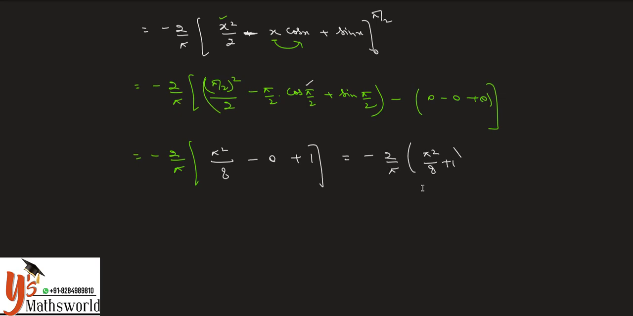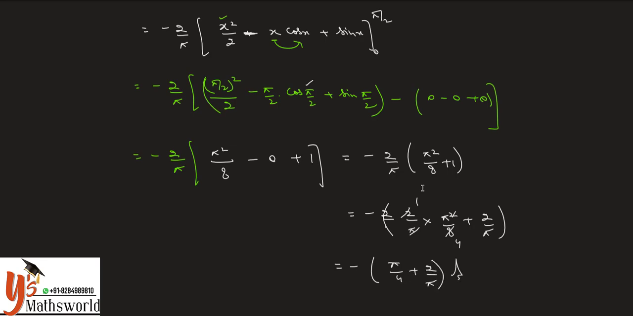So the value comes out to be minus 2 upon pi into pi square by 8 plus 1. If you want to open the bracket, I'll expand it: minus 2 upon pi into pi square by 8 plus 2 upon pi. So 2 ones are 2, 4s, right? Pi and pi cancel out, so I get minus pi by 4 plus 2 upon pi, and this is your answer.